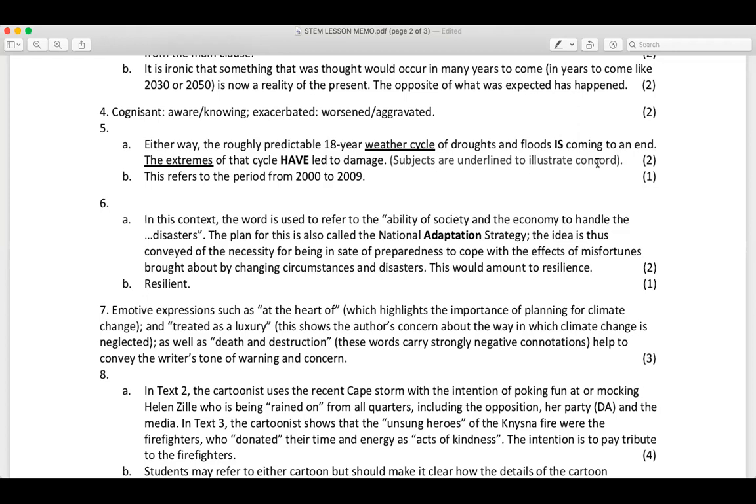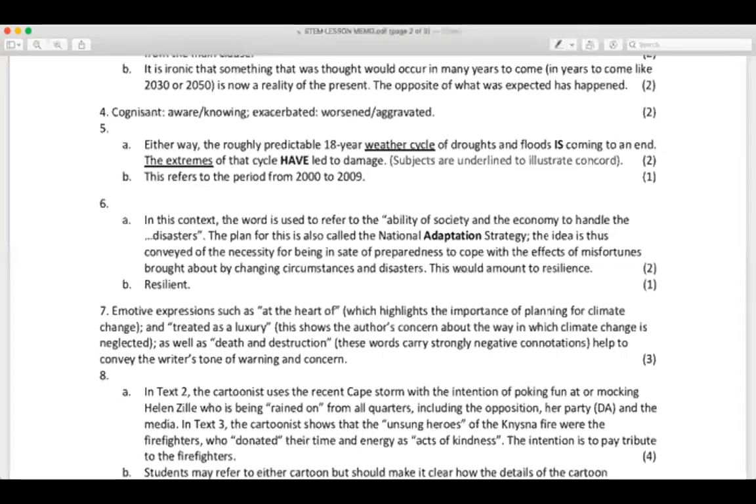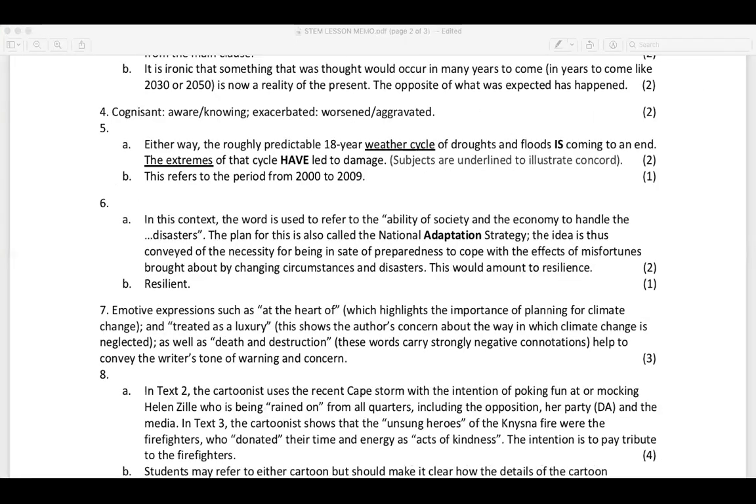Whenever the word concord comes, just go, okay, fine. What is the subject? Where is the doer of the verb? Okay, yeah. Or the thing that's in the state of being. Right, okay. Let's get back here.